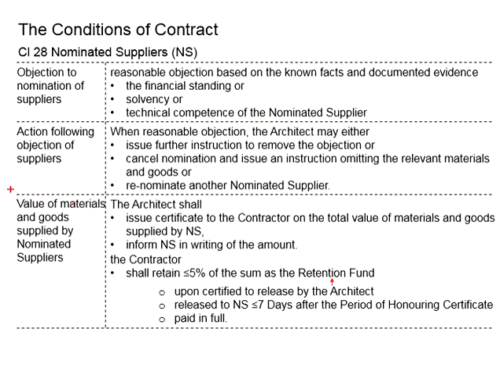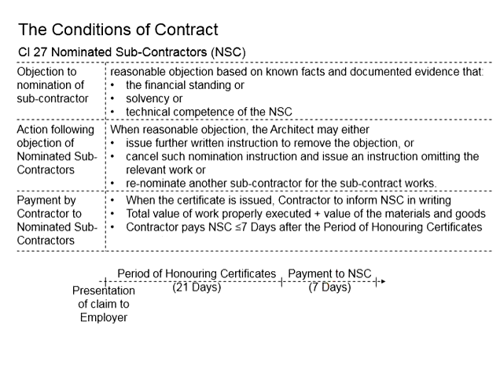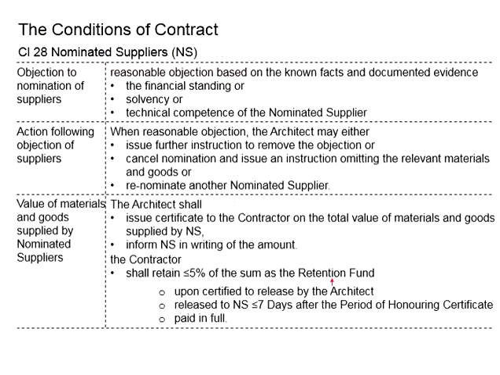Next, we talk about the value of the materials and goods supplied by the nominated supplier. This one is related to the payment. The relationship model now is similar to the nominated subcontractor. There is no direct relationship between the employer and the nominated supplier.